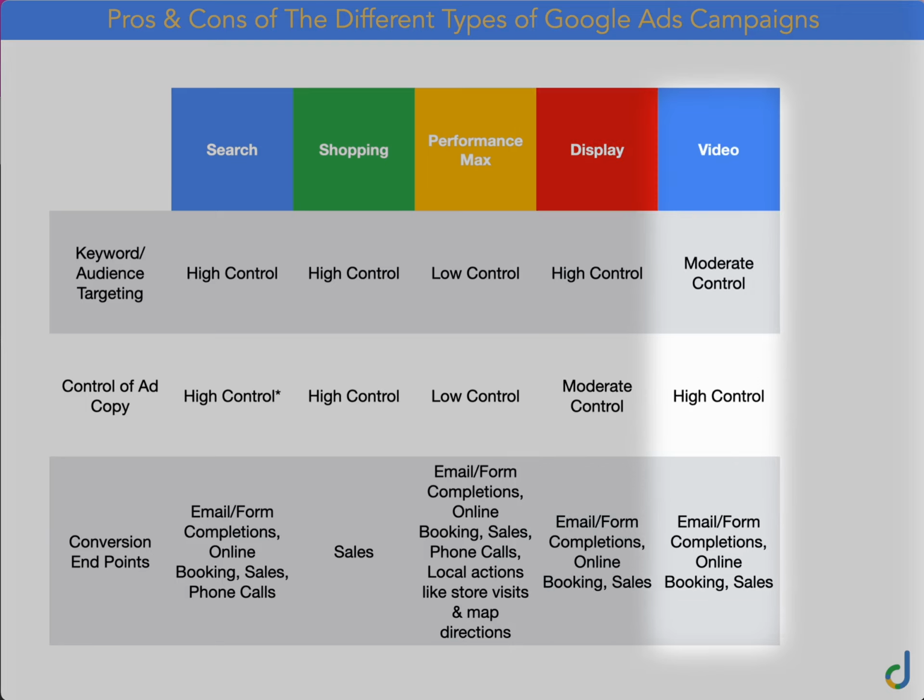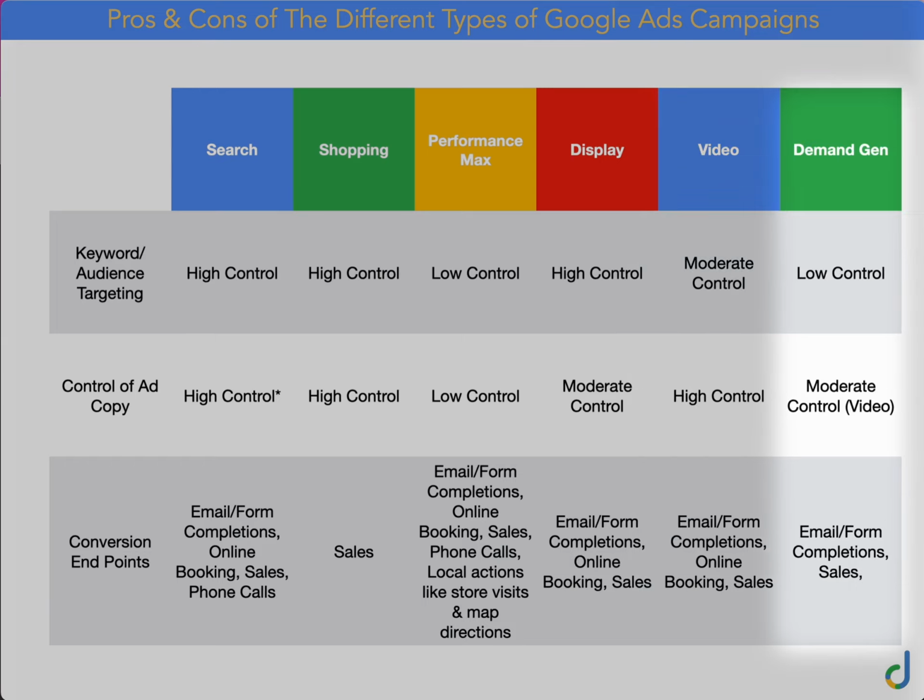Video, you've got high control of the ad copy because you're creating the whole ad. But in terms of targeting, it is getting looser and looser. And you were able to specifically target individual YouTube channels, but slowly that is being restricted. And then Demand Gen is similar to Performance Max where you've got low control, but you do have a higher level of control over the ad because you can create your own video ads.